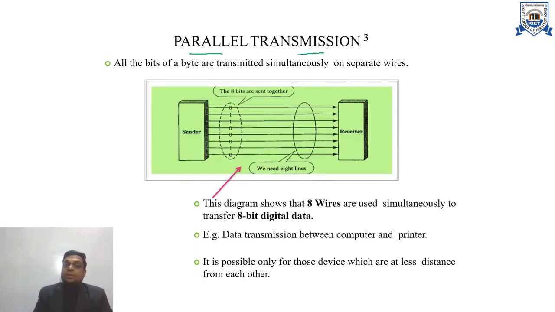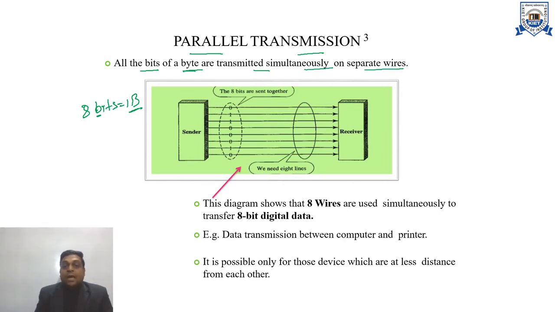Parallel transmission. All the bits of a byte. A byte is a collection of bits. 8 bits are called one byte. A small b is used for bits, and a capital B is used for bytes. All the bits of a byte are transmitted simultaneously on separate wires.